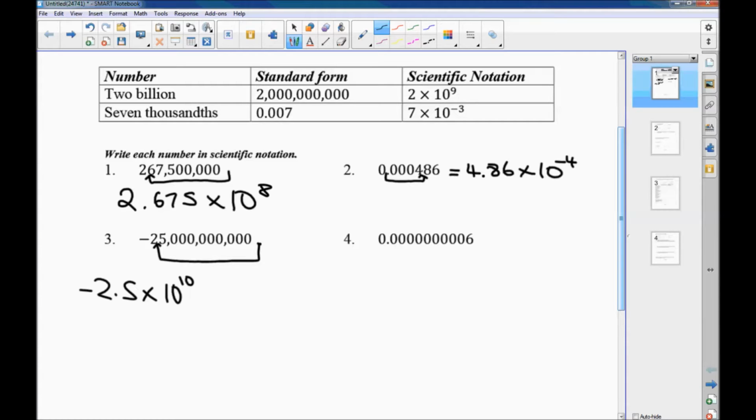Okay, all right, number 4. 0.0000006. I've got to pick up this decimal and move it to the right. This is a number really close to 0, so it's going to be 10 to the negative something. We have a 6 now, and we moved it 1, 2, 3, 4, 5, 6, 7, 8, 9, 10. So 10 to the negative 10th power.